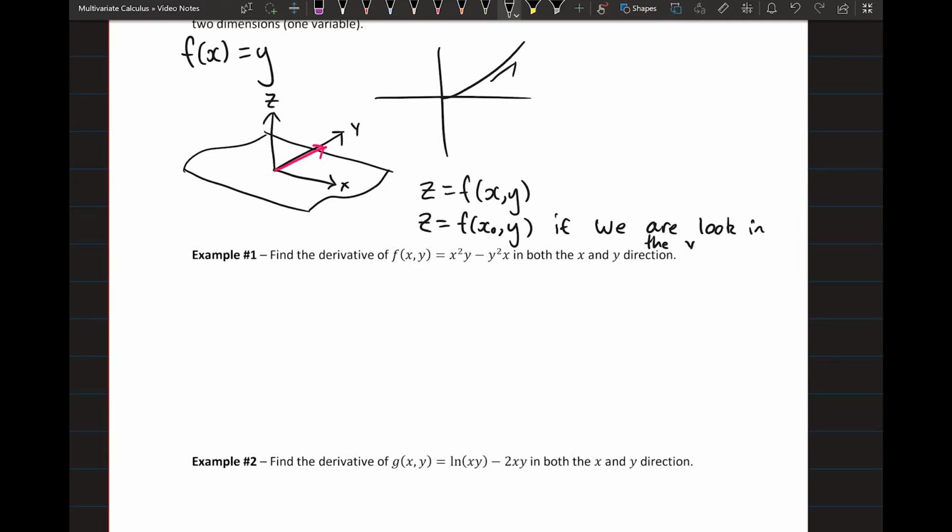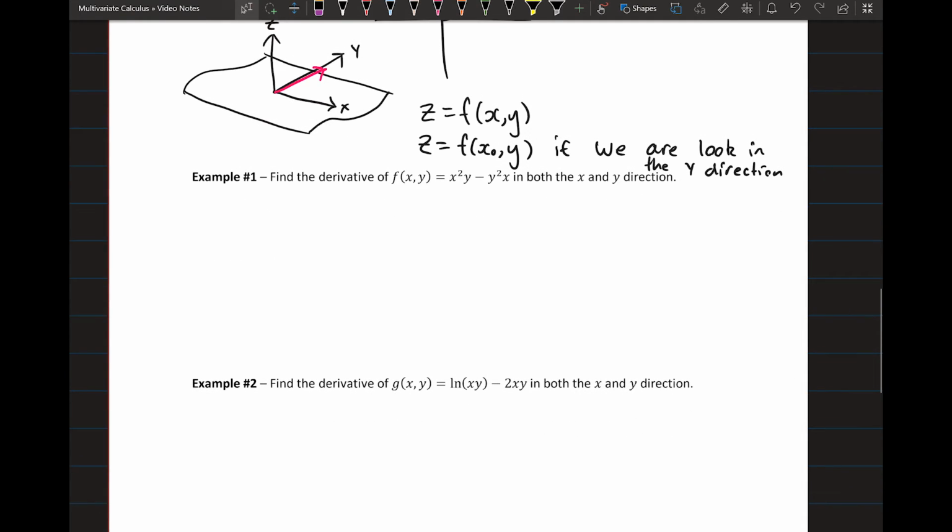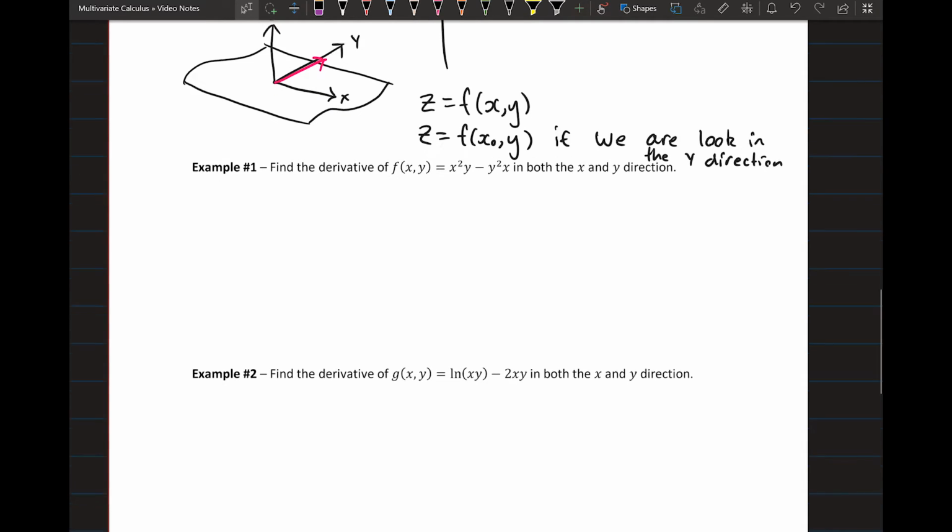In the y direction. And if we were looking in the x direction, then we would make y a constant. And how that works is we use the level curves to approximate a tangent line, and we can use directional vectors to find a tangent plane, which we will do in the next video. But for now, let's find some partial derivatives.